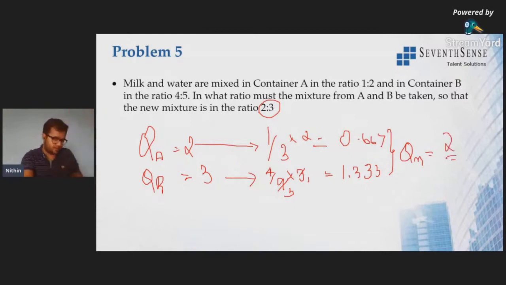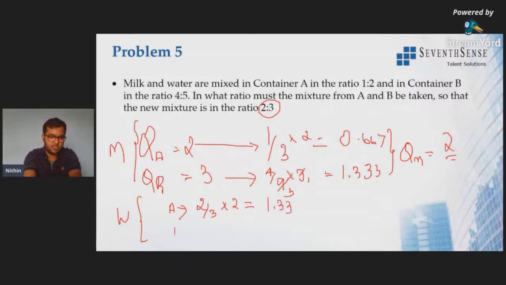Now if you take water, it will be 2 is to 3, right? This is with respect to milk. Now with respect to water, from container A, water will be how much? 2 over 3, right? So I am mixing 2 units, so 2 into 2 is 4 by 3, which is 1.33. From container B, it is 5 over 9, 5 over 9 into 3.